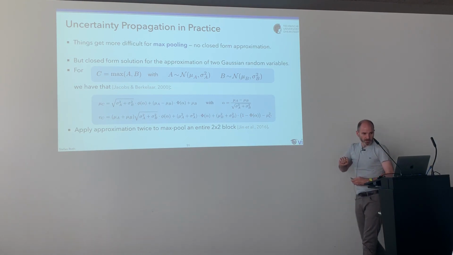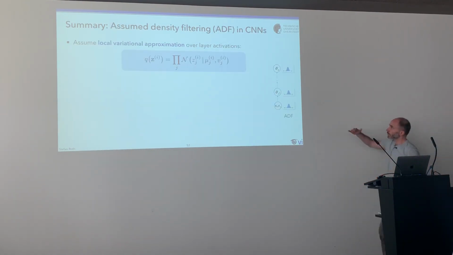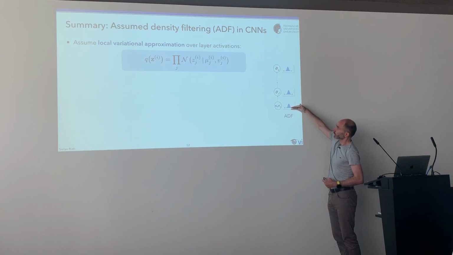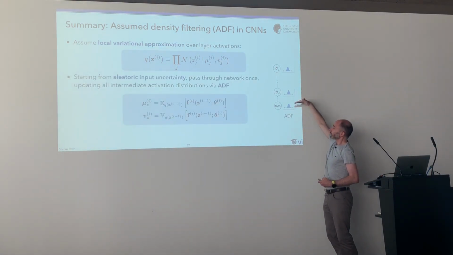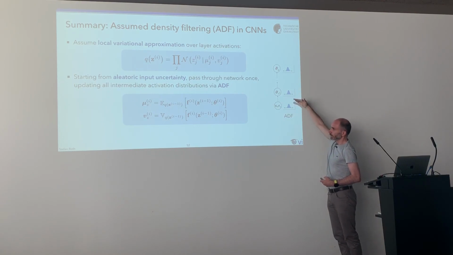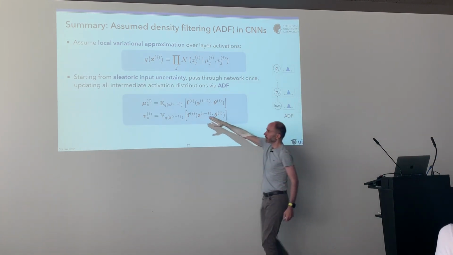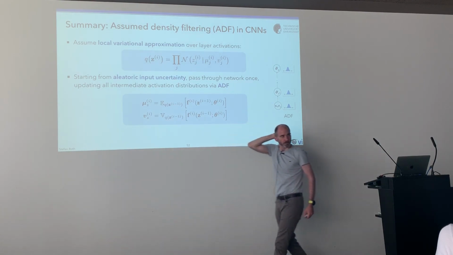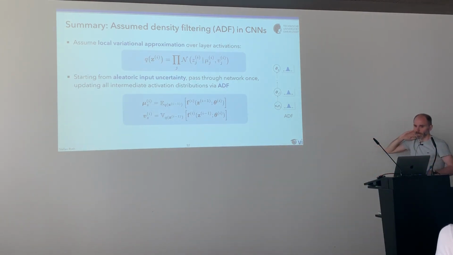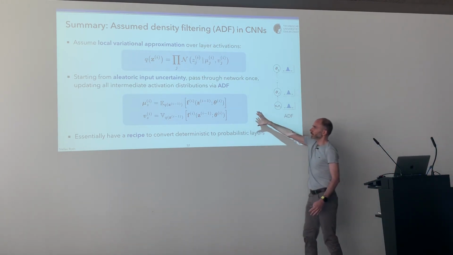Okay? So to summarize, I'm assuming that my input is uncertain. It has some Gaussian distribution with some variance. Then I'm going layer by layer, and at every layer I'm taking the nonlinear transformation of that Gaussian distribution and approximating it again with a Gaussian distribution by finding the mean and the variance of that activation distribution. And I have a recipe basically to convert regular layers, linear layers, max pooling, ReLUs, parametric ReLUs, and basically do this computation.